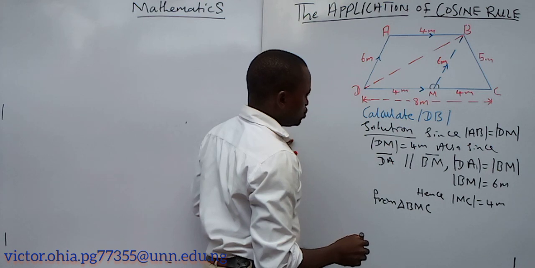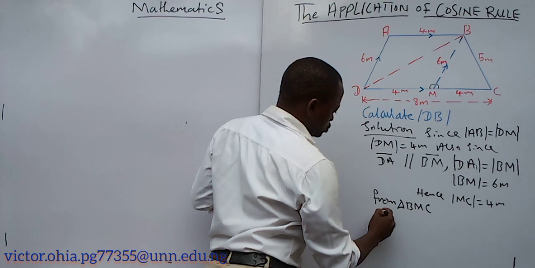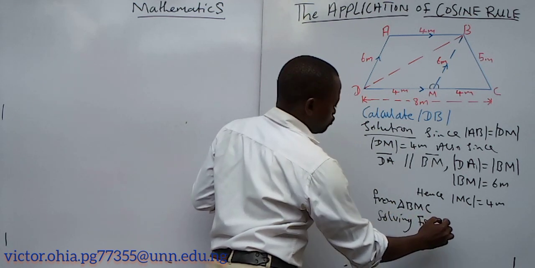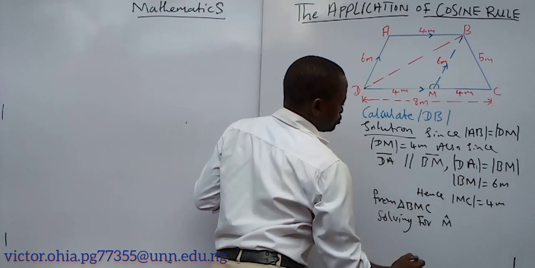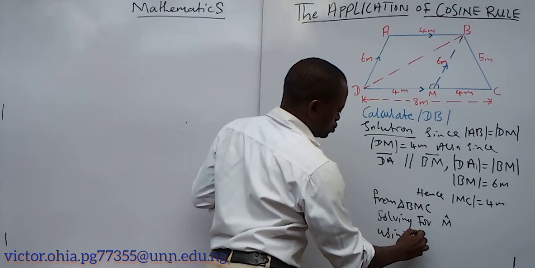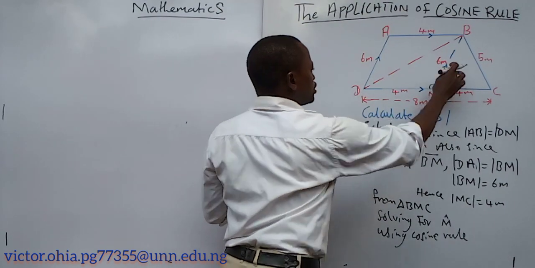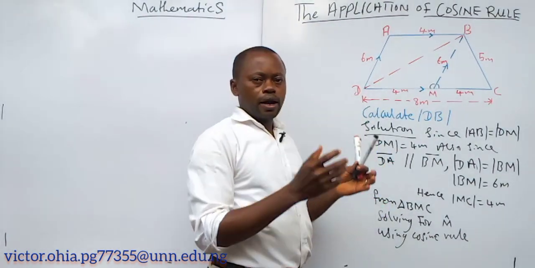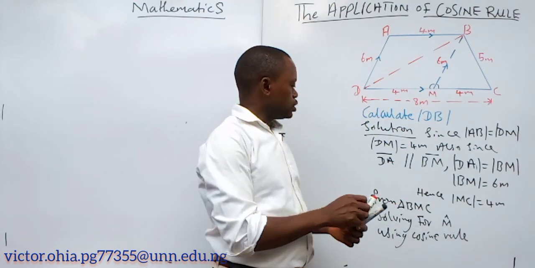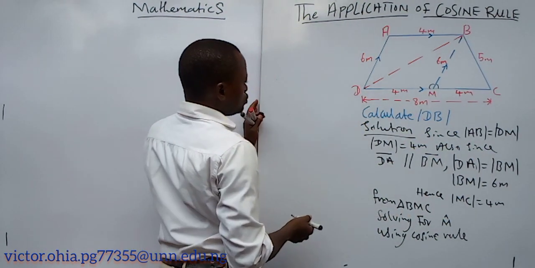So I will say the angle there is M. From this triangle, I will say solving for this angle M. How? Using cosine rule. Why? Because three sides of the triangle are available, no angle inclusive. So that is why we are going to use cosine rule to find that. So we state that cosine rule.